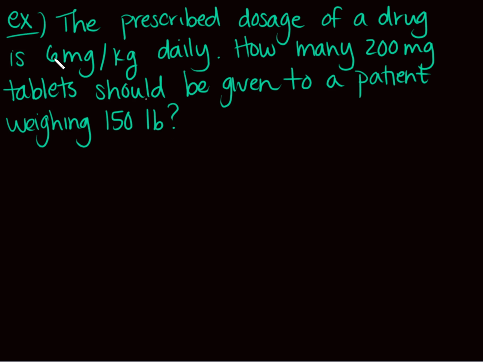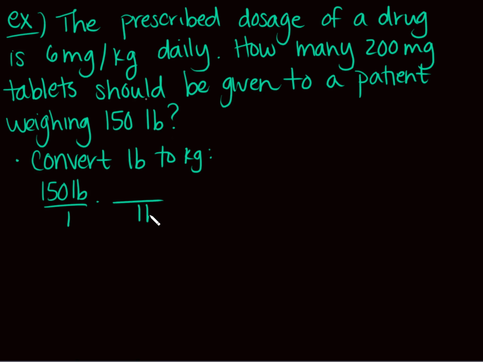So first, look at what we have. I have 6 milligrams per kilogram. So what I need to do is get my 150 pounds to kilograms. So my first step is to convert pounds to kilograms. Then I know for every kilogram this person weighs, they get 6 milligrams of the substance. So I have 150 pounds over 1. I want to get rid of the pounds, keep the kilograms. There are 0.45 kilograms per 1 pound. So I just multiply 150 times 0.45, which is 67.5 kilograms.